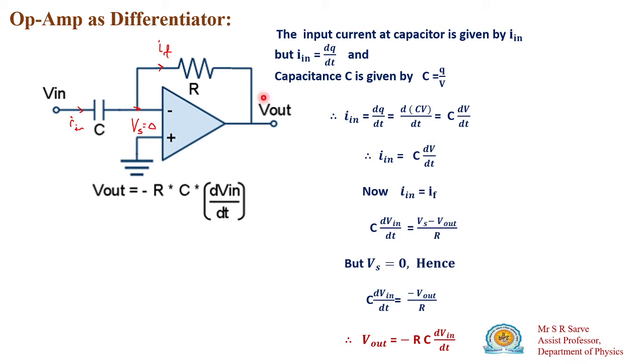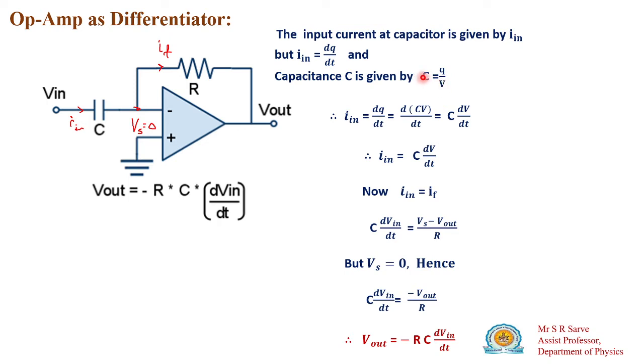Now what is current? Current is the ratio of flow of charge per unit time, that is dq by dt, and capacitance is the ratio of charge to the potential. You are well known about this. Capacitance is the ratio of charge divided by potential, and current is the rate of flow of charge with respect to time. So from this equation you will get q equals CV.